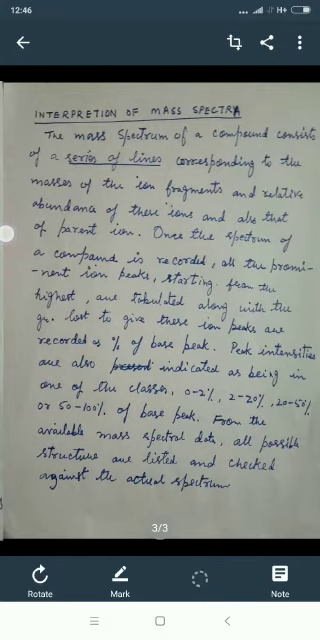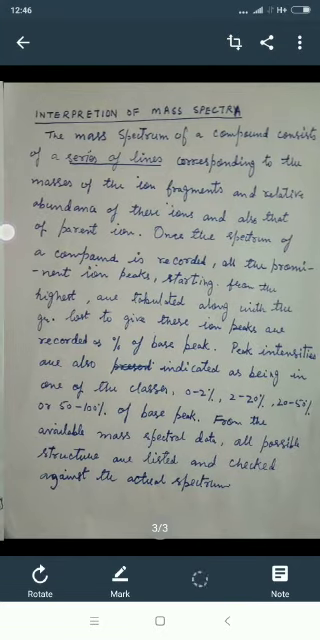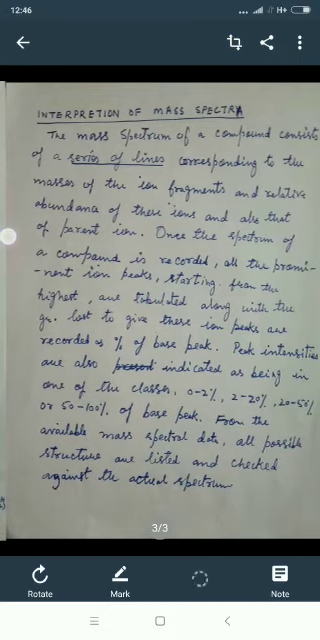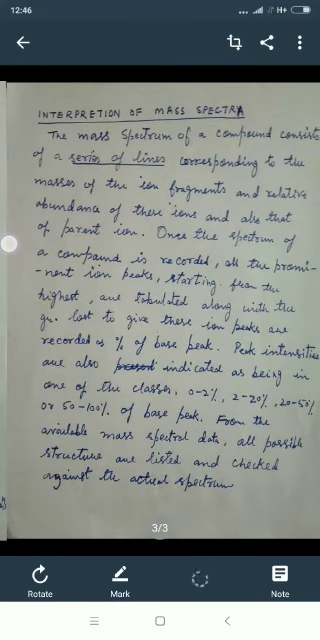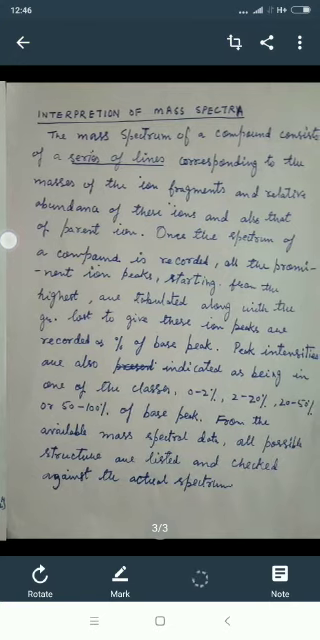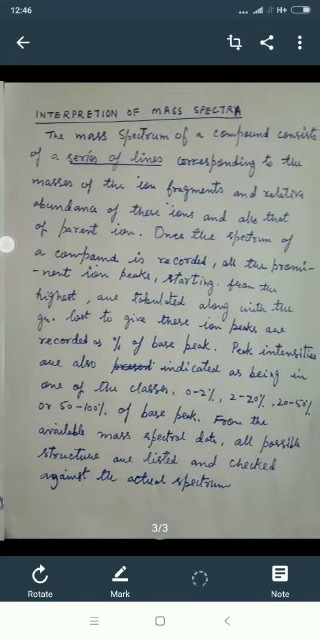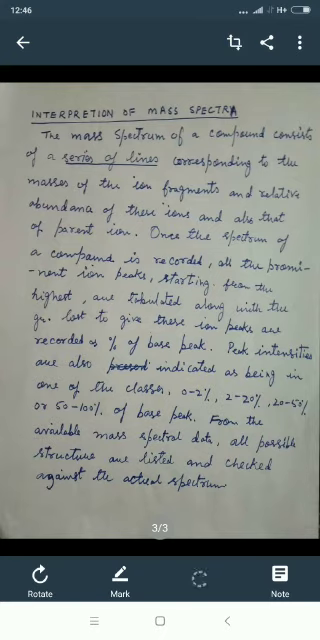Once the spectrum of a compound is recorded, all the prominent peaks starting from the highest are tabulated along with the groups lost to give these ion peaks, recorded as a percentage of the base peak. The peak intensities are also indicated as being in one of the classes, from 0 to 2%, 2 to 20%, 20 to 50%, or 50 to 100% of the base peak.